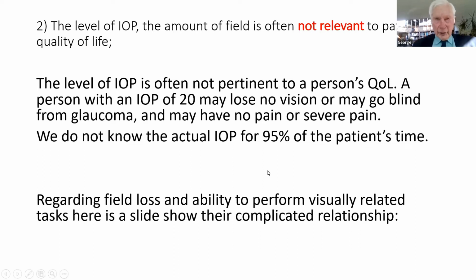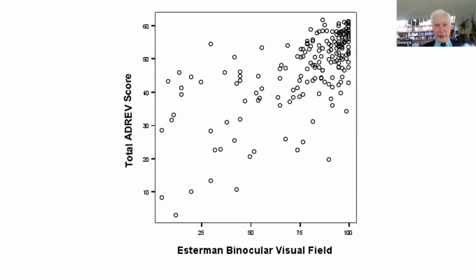Now, how about visual field loss and ability to perform vision-related activities? Well, Rohit Varma shows us a straight line showing that with good fields, you can do everything, and with bad fields, you can't do anything. Well, this is the reality. He eliminated all the outliers. This is what it really looks like. Here's visual field. Here's the ability to perform activities of daily living.